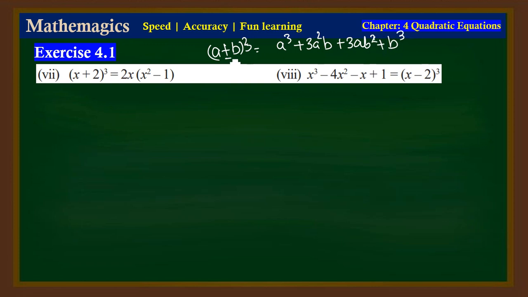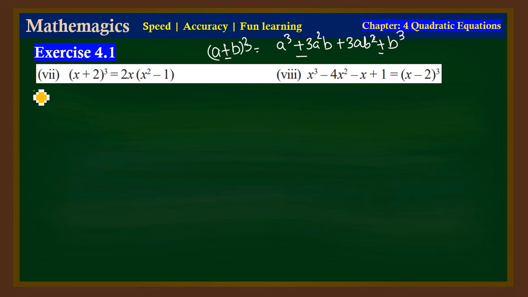And here, if there will be a minus sign, then this is minus and this is minus. a cube minus 3a square b plus 3ab square minus b cube. So we are going to follow this formula and we are going to check it. So according to the condition, x plus 2 whole cube, it is saying the same thing as a plus b whole cube.